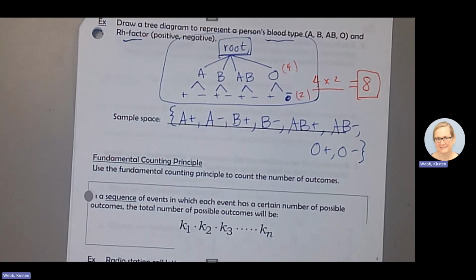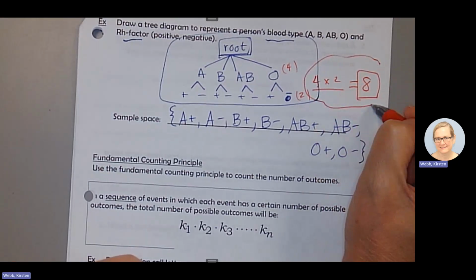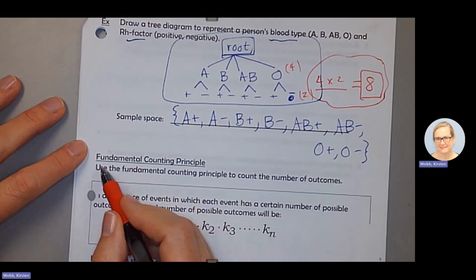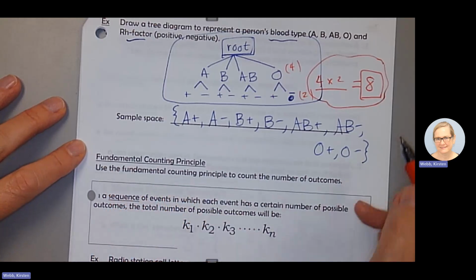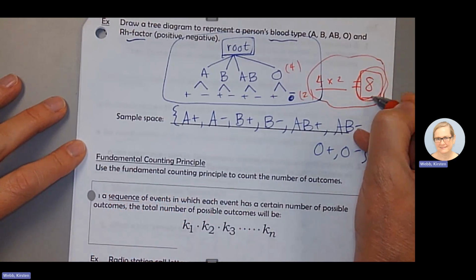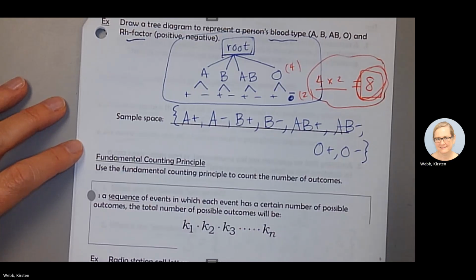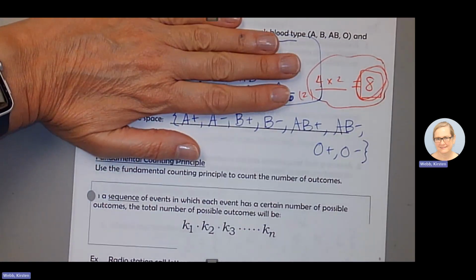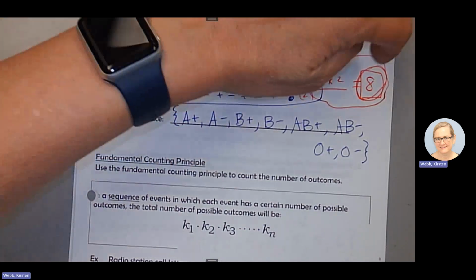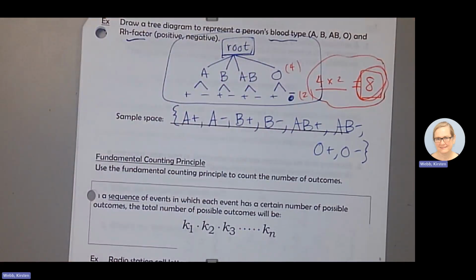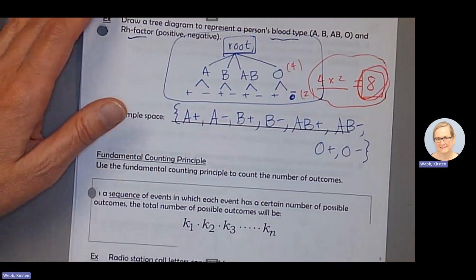Yeah. Well, what we're going to talk about next is exactly that. There's something called the fundamental counting principle that will help us know that total number just from a bit of multiplying. So we wouldn't have the diagram at all. It wouldn't give us as much detail, but it would help us find the total. So 4 times 2 makes 8.